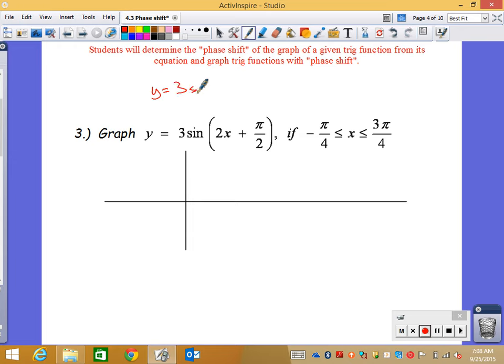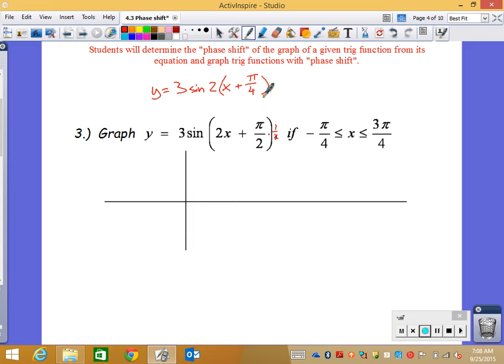So my 3 sine, now I'm going to factor out a 2 to get x by itself, and what am I left with when I factor out a 2, or divide by 2, so multiply by a half? I have a plus pi over 4. And then I have no vertical shifting.